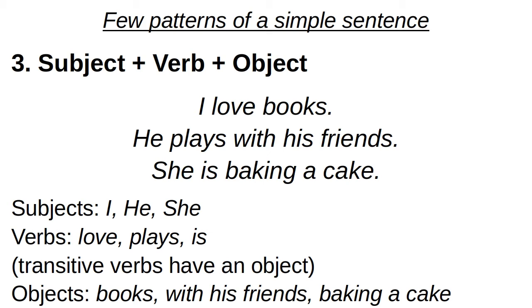Yes, plays. Yes, he plays with his friends. Yes, plays here is a transitive verb because it has an object, with his friends. Play can be an intransitive verb or a transitive verb. Here he plays with his friends. Plays is a transitive verb because it has an object. Now supposing we make it an intransitive verb, then we say he played. P-L-A-Y-E-D. He played. Full stop. So here it is just the subject and the verb. Played is an intransitive verb because intransitive verbs do not have an object. Clear? Okay. Now let us move on to another pattern.